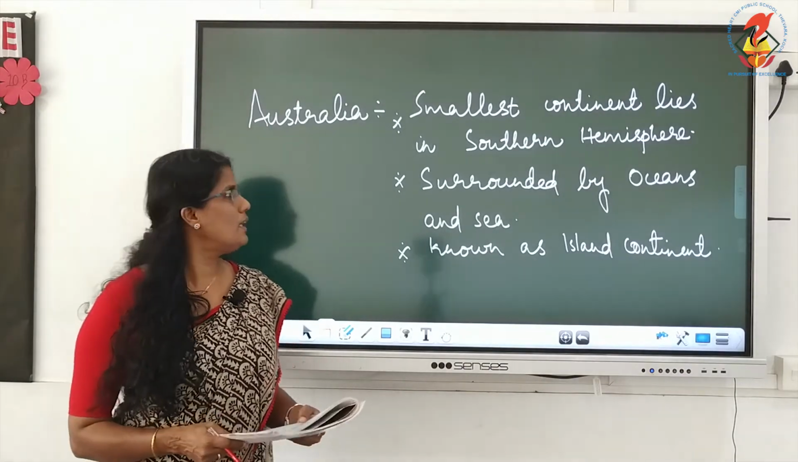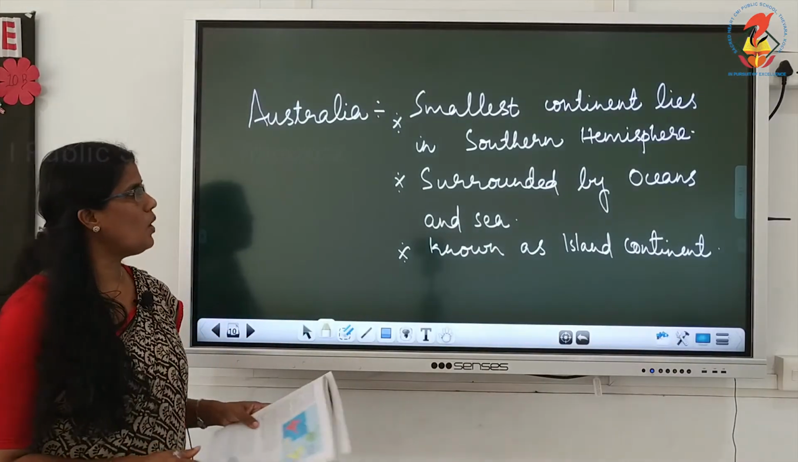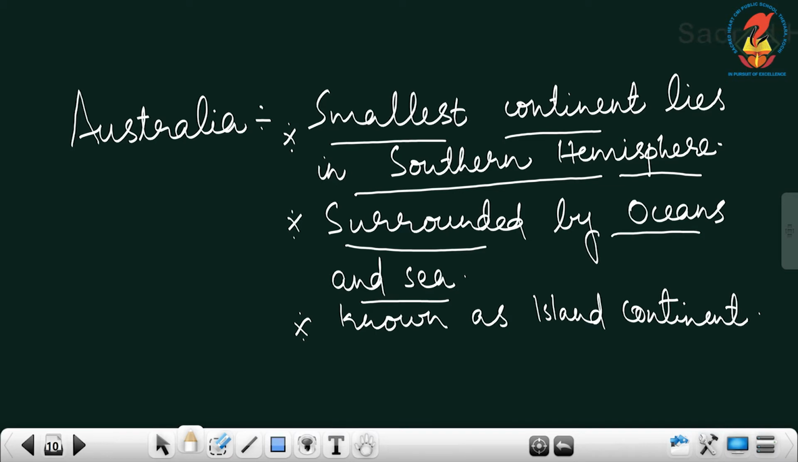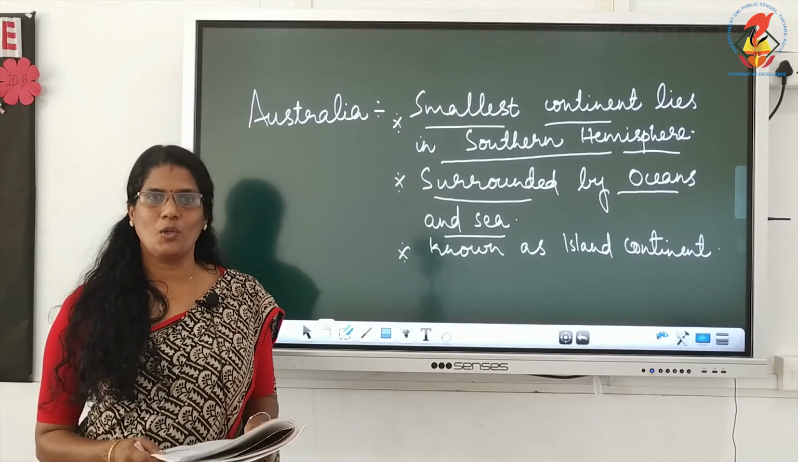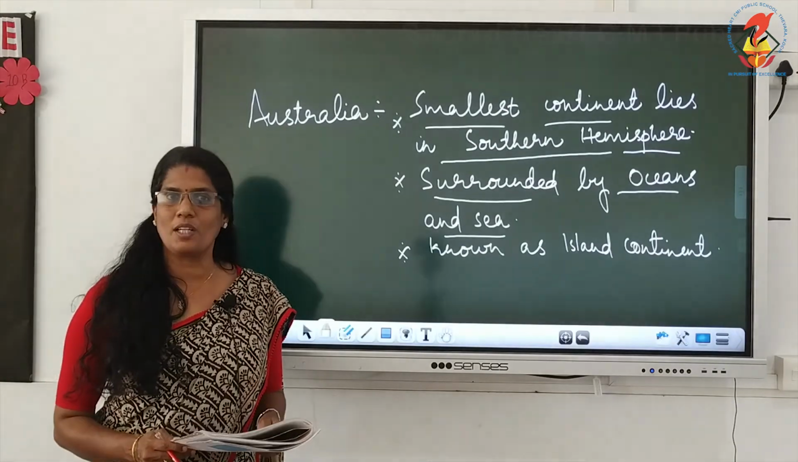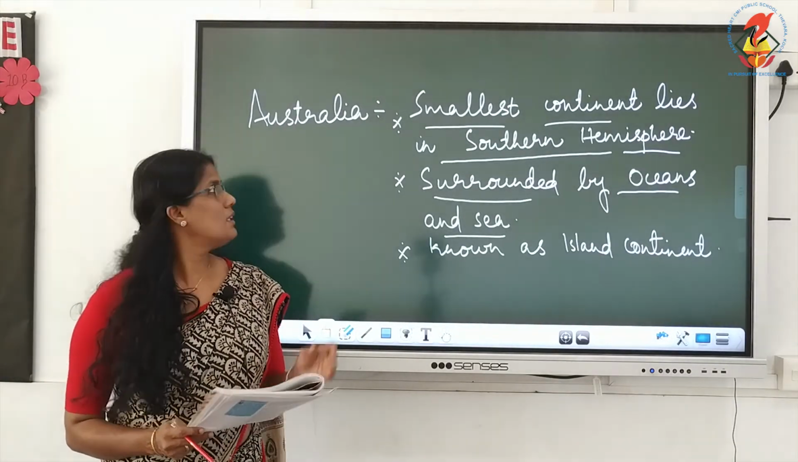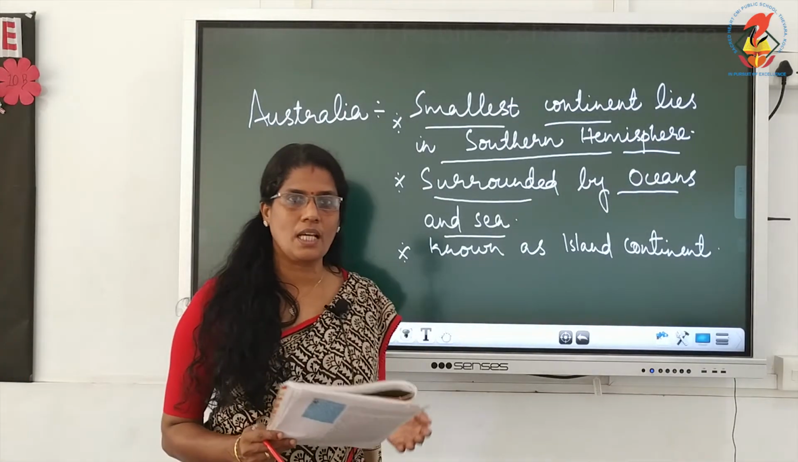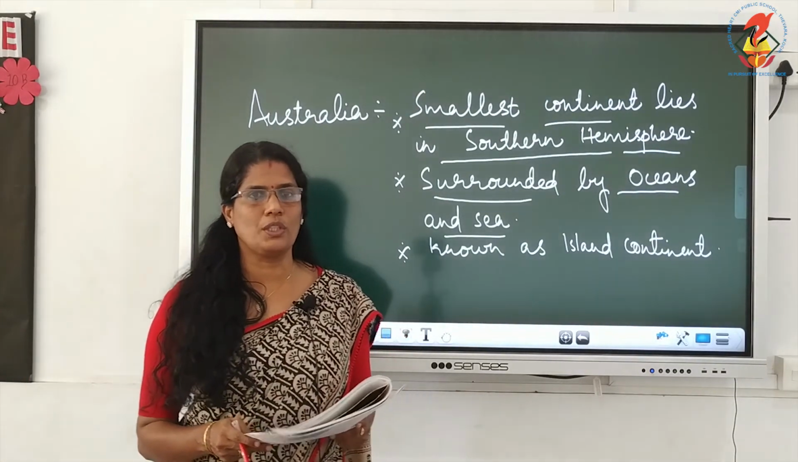Next is Australia. Australia is the smallest continent, lies in the southern hemisphere, surrounded by oceans and sea. So it is also known as an island continent. Why? Because it is surrounded by water bodies, oceans and sea.